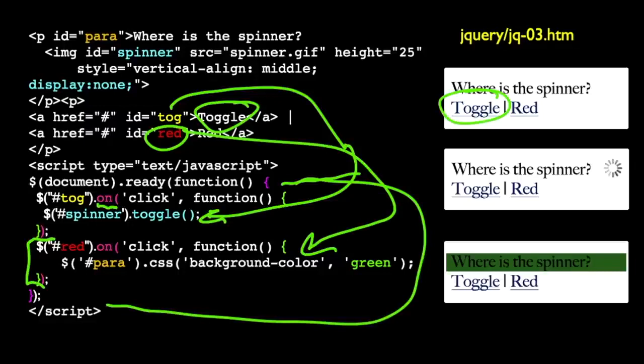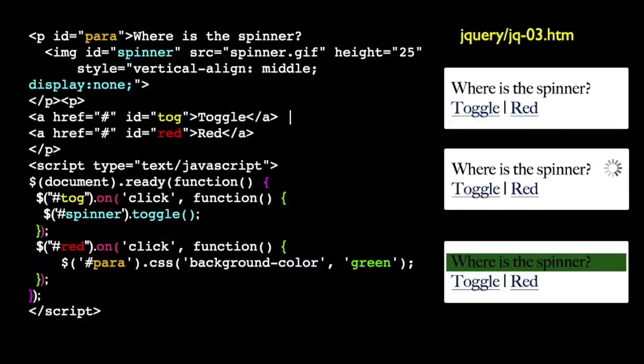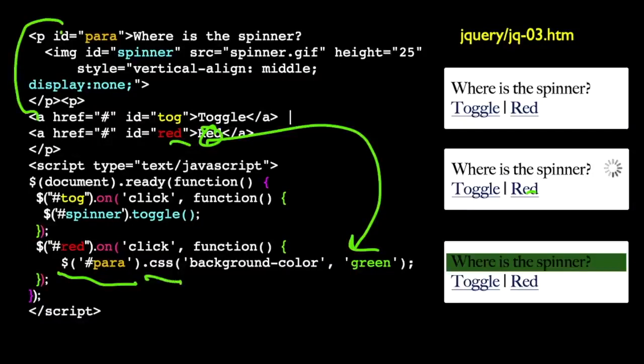And so if we look at what's going to happen on the toggle, when we click on toggle, it goes and grabs spinner, and toggle hide, show, hide, show, hide, show, and that's how the spinner comes and goes. So if we then look at what happens when we click on red, that is going to run this code right here. And that is going to go and find para, which is this paragraph tag, and change the CSS and change the background color to green. We're being ironic by making it green. So that changes the background color to green.